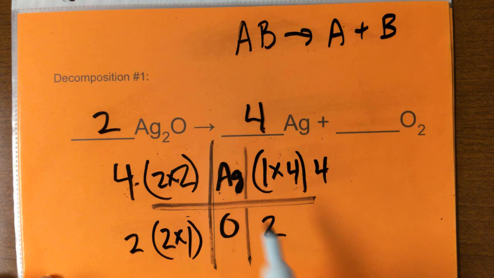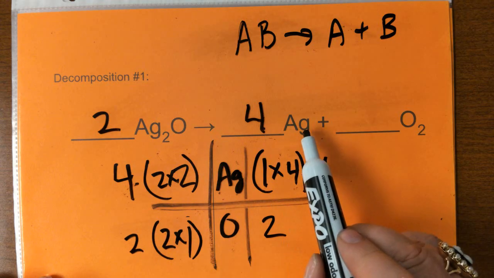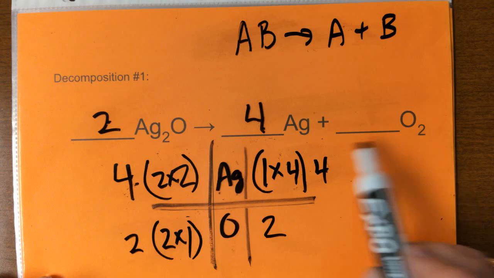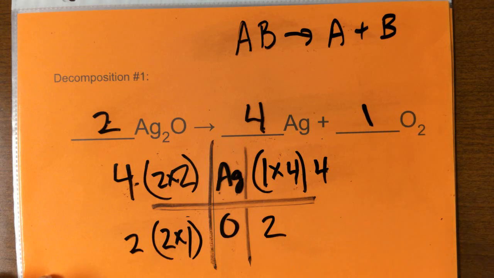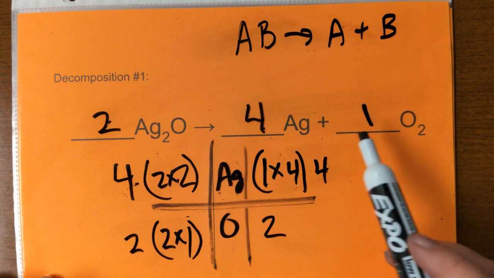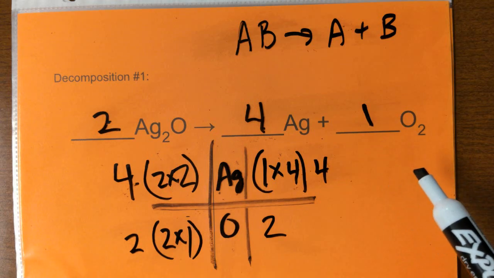When you're done, double check. 2 times 2 is 4 silver, 4 silver. 2 times 1 gives me 2 oxygen, 2 oxygen. Even though there's not a number here, it doesn't mean I have 0. I have 1. You can put a 1 in there. We typically leave it blank, but if you want to just remind yourself that you don't have 0, you can put a 1 in there.